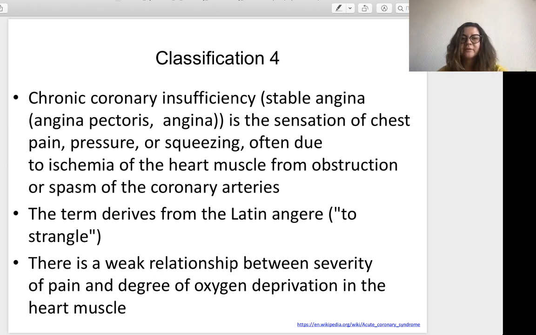Chronic coronary insufficiency, or stable angina, or angina pectoris, or just angina, are all synonyms. It is the sensation of chest pain, pressure or squeezing, often due to ischemia of the heart muscle from obstruction or spasm of coronary arteries. The term derives from the Latin angere, to strangle. There is a weak relationship between severity of pain and degree of oxygen deprivation in the heart muscle.